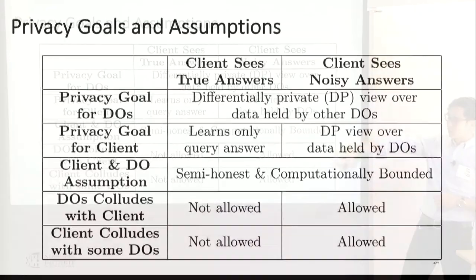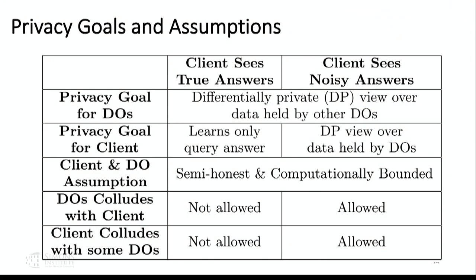Perfect. All right, so first off I want to talk about our trust model, our privacy goals and our assumptions here. It's a lot of text, so sorry about that, but I'll try to simplify it. We have two policies. One is where the client sees the true exact answers, and we say we're not going to worry about the privacy of these output results or what they're leaking. That's based on access controls. The second policy is where we have noisy results, where we use differential privacy to handle the information leakage.